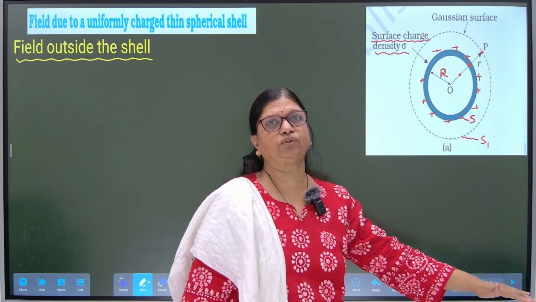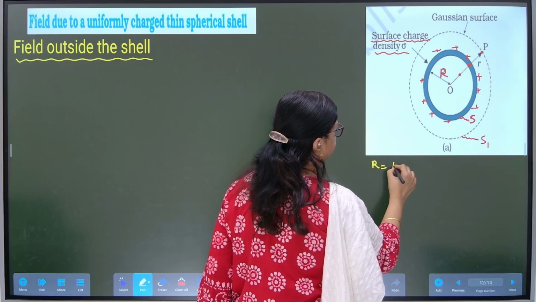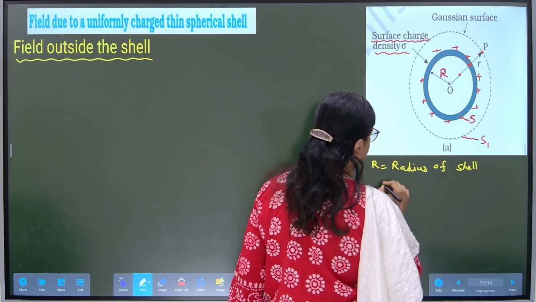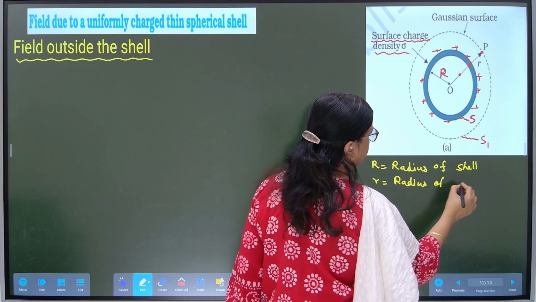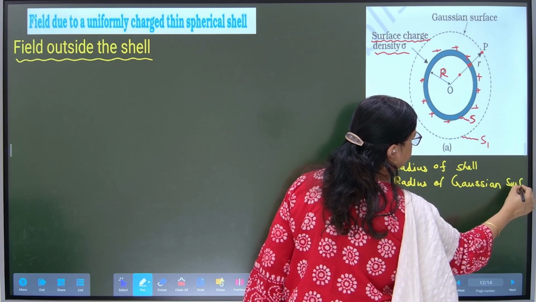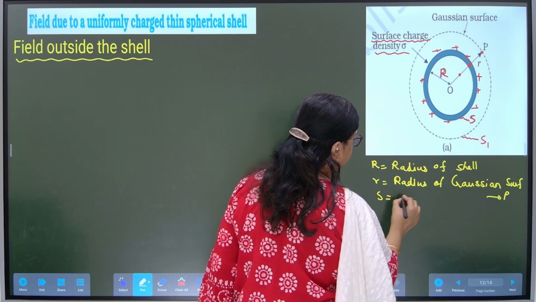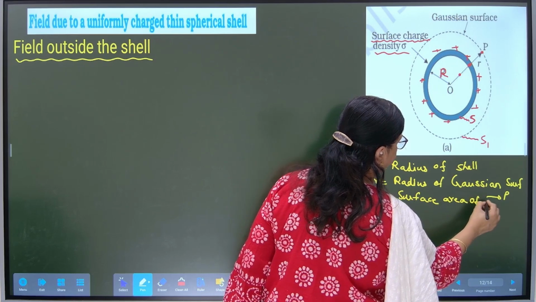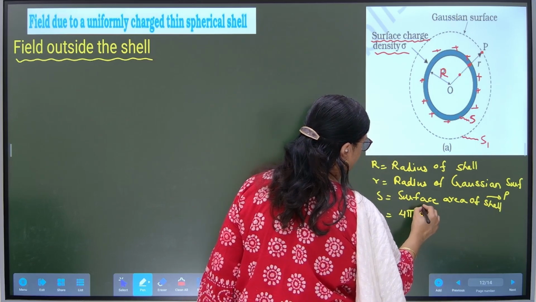So in brief, let us write what these variables are. Capital R is the radius of the shell which we have taken. Small r is the radius of the Gaussian surface which is passing through the point P. O is the center. S is the surface area of the shell given by 4 pi R square.